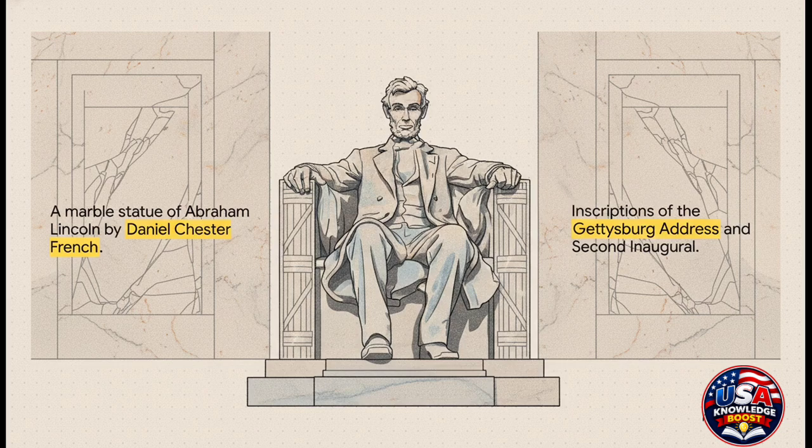Chester French. But flanking that center space are 2 side chambers dedicated entirely to written art. The walls of these side rooms feature monumental engravings of Lincoln's greatest speeches, the Gettysburg Address on the south wall and the second inaugural address on the north wall. So the architecture essentially acts as this giant open book, perfectly balancing the visual gravity of the man in marble with the lasting weight of his words carved into the stone.